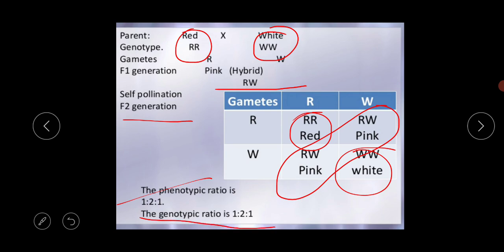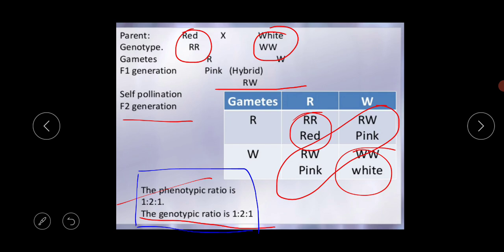Why? Because in Mendel's monohybrid cross, the phenotypic ratio is 3:1, because phenotypically it looks like tall. But in incomplete dominance, phenotypically it looks pink; it doesn't look like red or white. So the phenotypic ratio is also 1:2:1. This is a very important thing: the phenotypic ratio is 1:2:1, and the genotypic ratio is also 1:2:1.